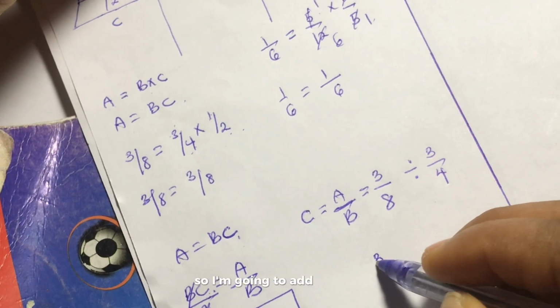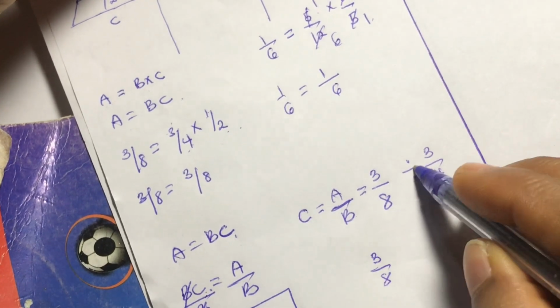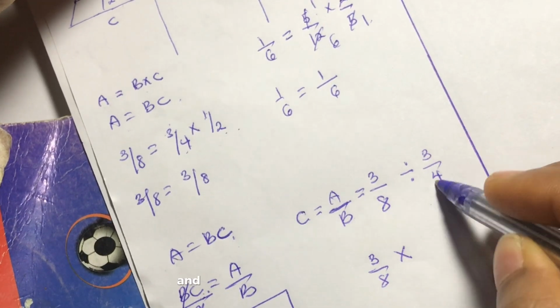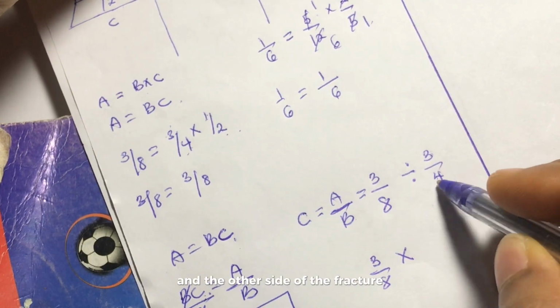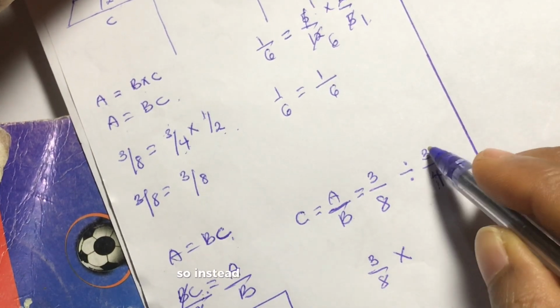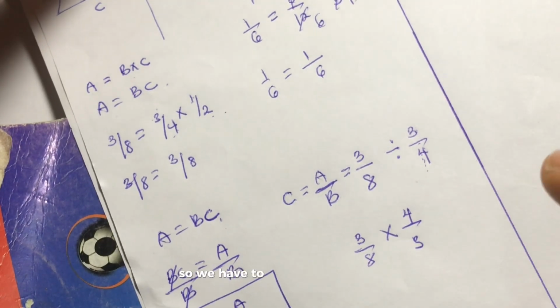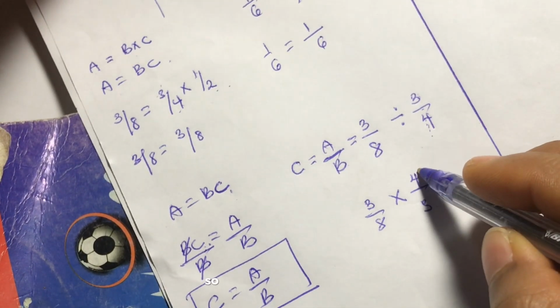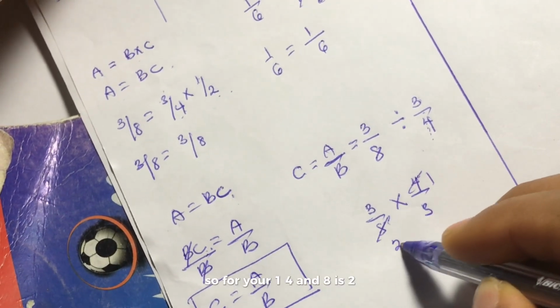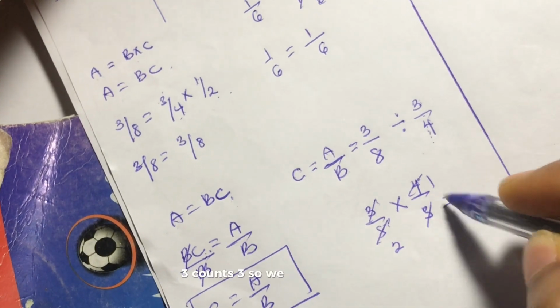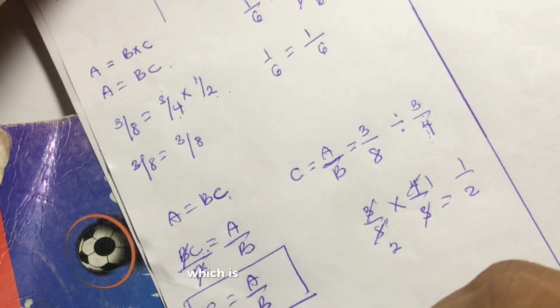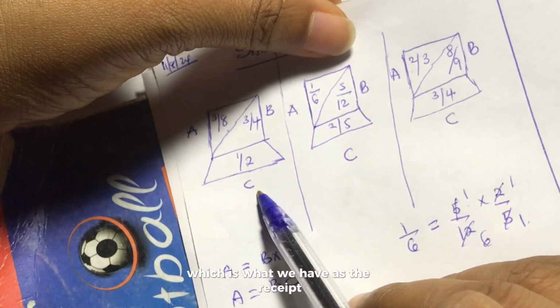So I'm going to have 3 over 8. Division changes to times, and the other fraction we have to turn upside down. So instead of 3 over 4, it becomes 4 over 3. So we have to reduce it to its lowest term. 4 in 4 is 1, 4 in 8 is 2, 3 cancels 3. So we are left with 1 over 2, which is what we have as our C.